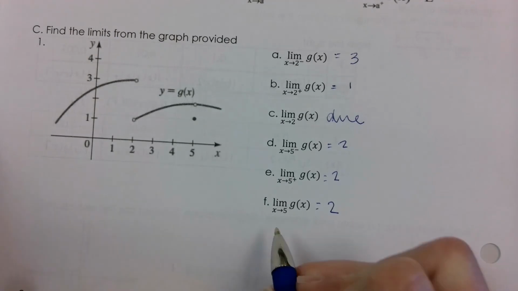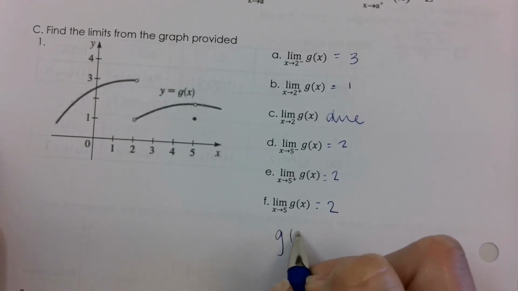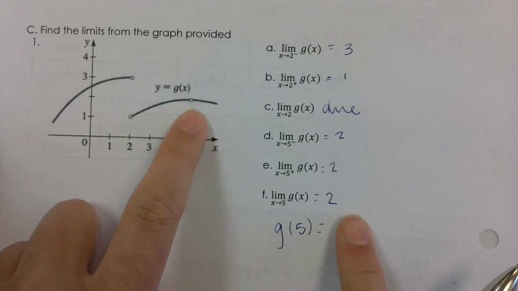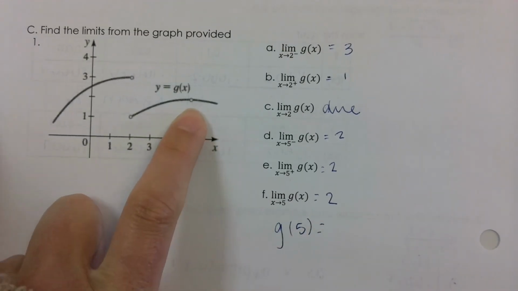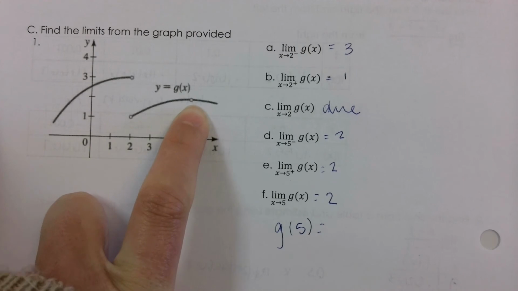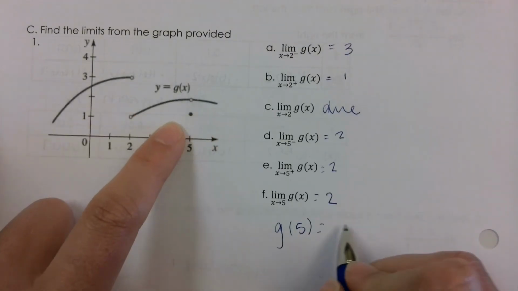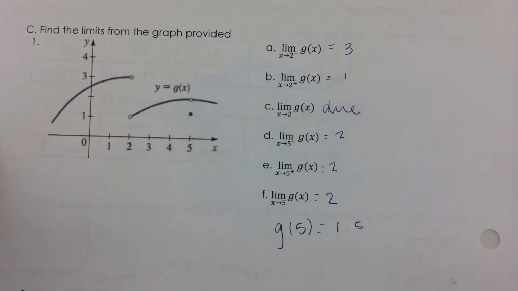What if they asked you g of 5? Would it still be 2? Why not? Correct. There's a hole there, so you'd have to say, what is that, like 1.5 maybe? 1.5? Is that okay? Does that make sense? Questions? Anything we're not sure about? Don't understand there?